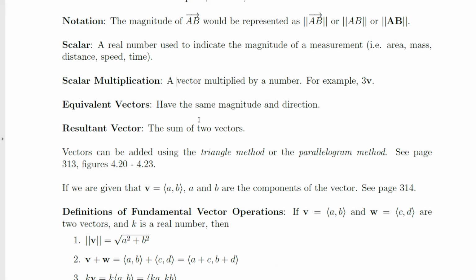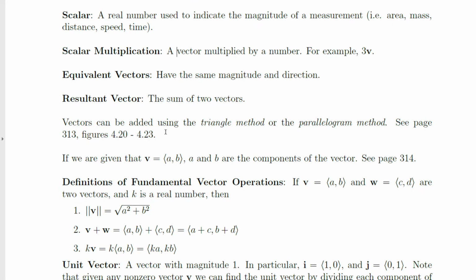If we have equivalent vectors, they have the same magnitude and direction. I mean, that's pretty apparent. The resultant vector is the sum, so when you take two vectors together and sum them up.